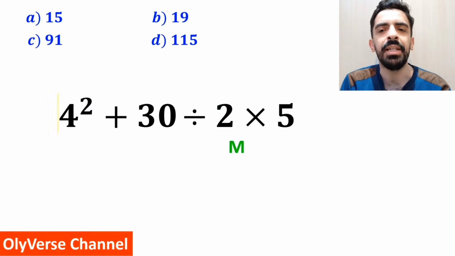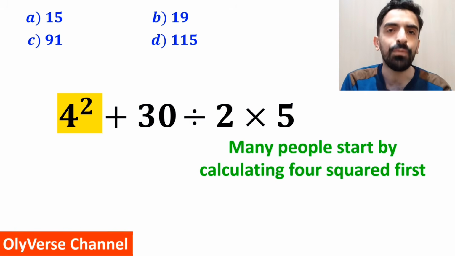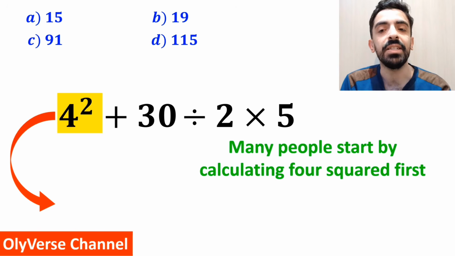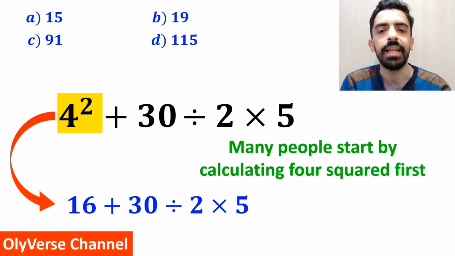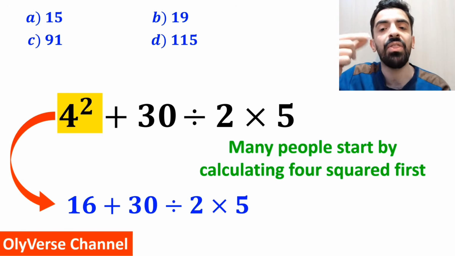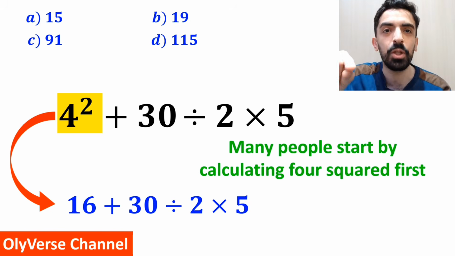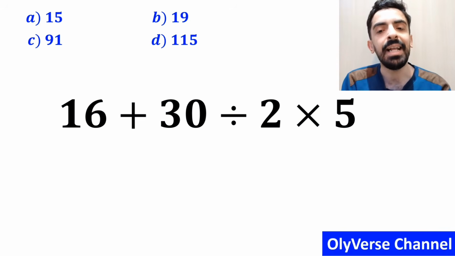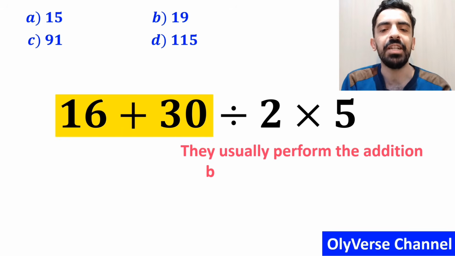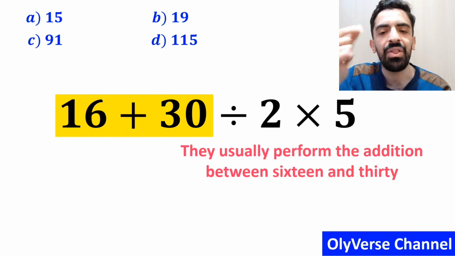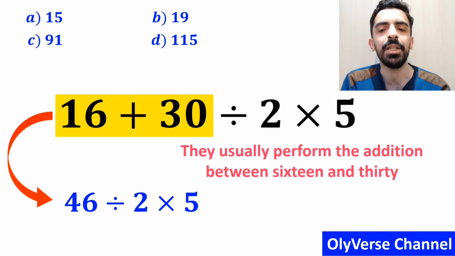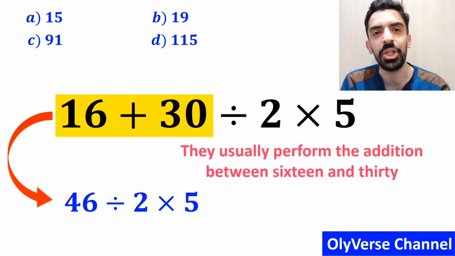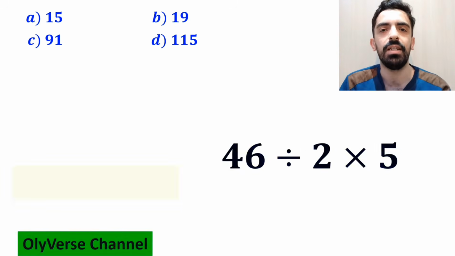To solve this question, many people start by calculating 4 squared first, and instead of the original expression, they rewrite it as 16 plus 30 divided by 2 multiplied by 5. In the next step, they usually perform the addition between 16 and 30 and simplify this expression to 46 divided by 2 multiplied by 5.